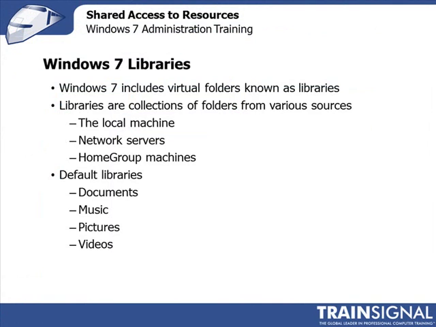A new feature in Windows 7 is called Libraries. These are basically virtual folders that encompass a number of other folders from all over the place. With a library, you can create a collection of folders from various sources. You can collect folders from the local machine, from network servers, or from machines that are part of a home group. Windows 7 does ship with some default libraries: documents, music, pictures, and video.